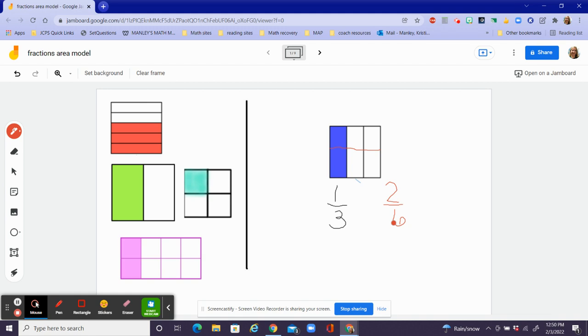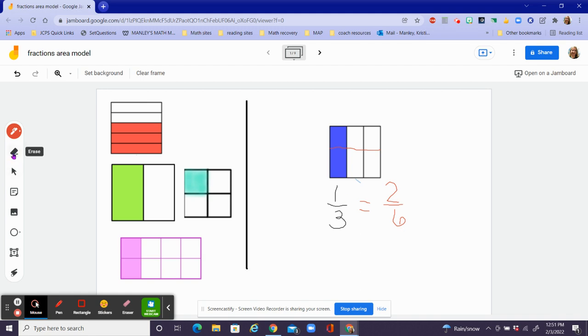Since I'm still talking about the exact amount of space that I was in the third when I was just looking at my columns, I can say with this square, 1/3 of this square is equivalent to 2/6 of this square. So 1/3 is equivalent to 2/6.